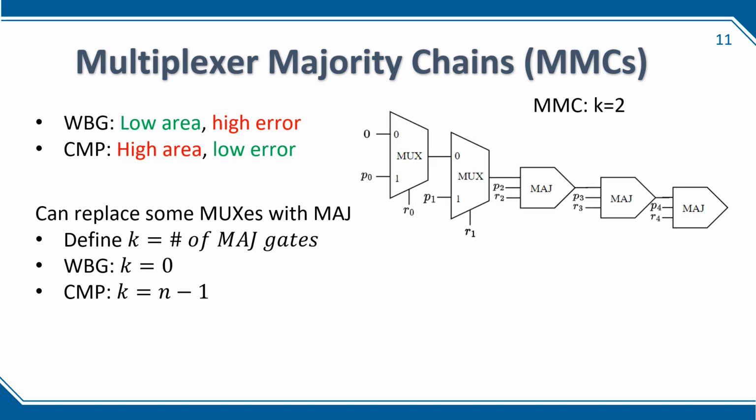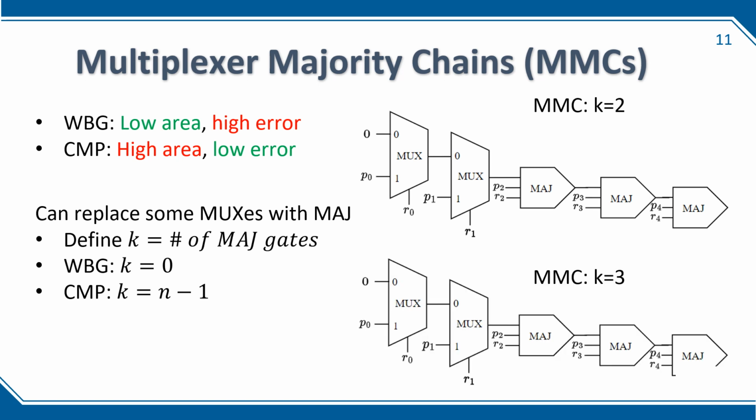Here, we show two 5-bit MMCs, the first with k equals 2 majority gates, and the second with k equals 3. We've found experimentally that the best accuracy results are always achieved by replacing muxes from right to left, starting at the last one and working backwards. In the following slides, I'll discuss the area accuracy trade-off of MMCs.